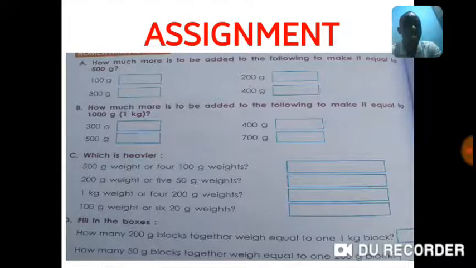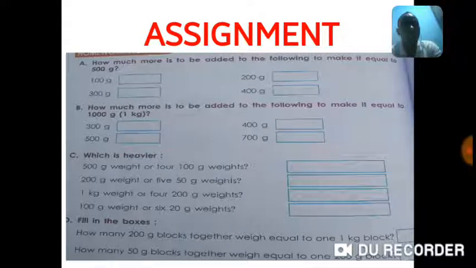D. How many 200 grams blocks together weigh equal to 1 kilogram block? That is, if we have 200 grams, how many 200 gram blocks will weigh up to 1 kilogram block? Don't forget, 1,000 grams is equal to 1 kilogram. And so how many 200 gram blocks do we need to get 1 kilogram block?